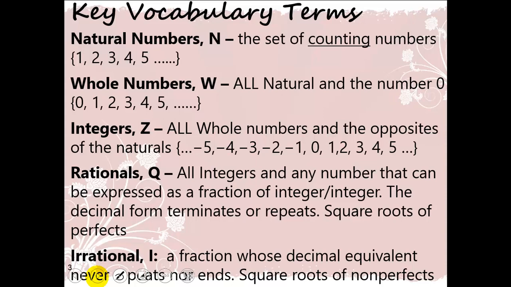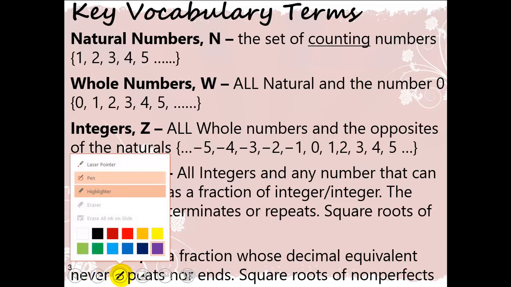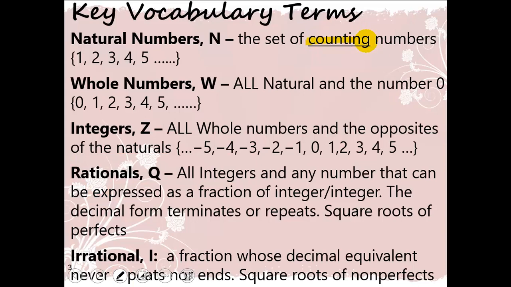In words, this is another representation of what we just talked about, not new information. The natural numbers is the set of counting numbers. So it's 1, 2, 3, 4, 5, and so on. The wholes are every natural number and then the number 0. So you have 0, and then you have 1, 2, 3, 4, 5, and it keeps going.